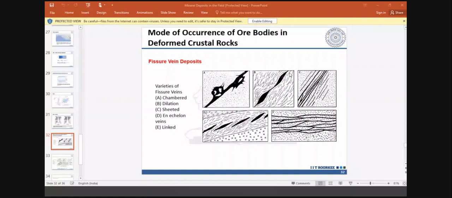Magma doesn't contain minerals. Magma contains a lot of components. When magma crystallizes, you will have minerals. So fluid carries these minerals and it precipitates. It's okay, but you have to have the space, no? You have to have the space.